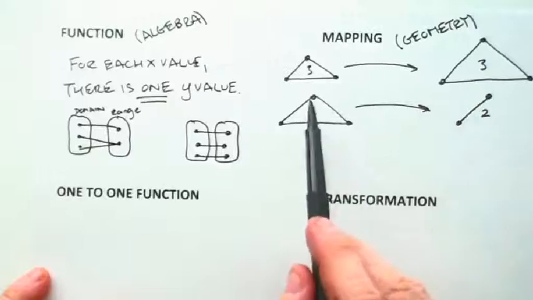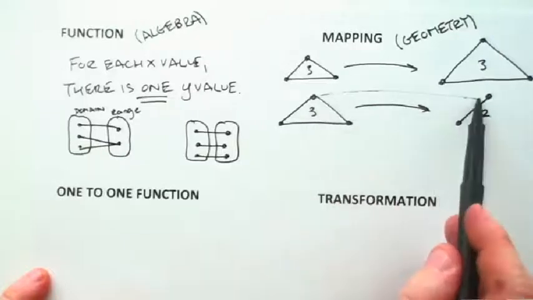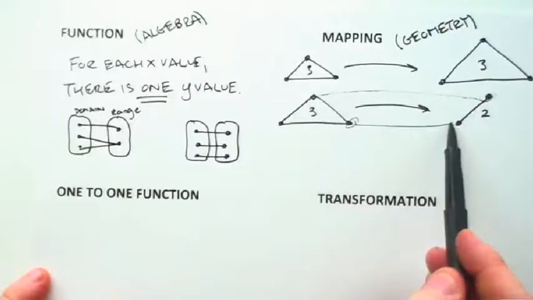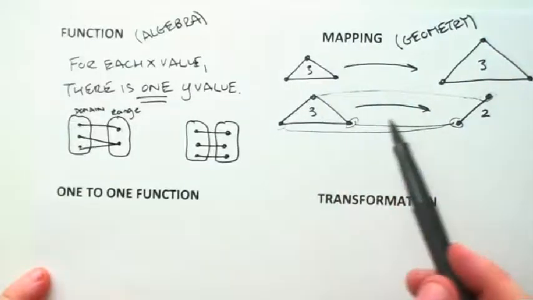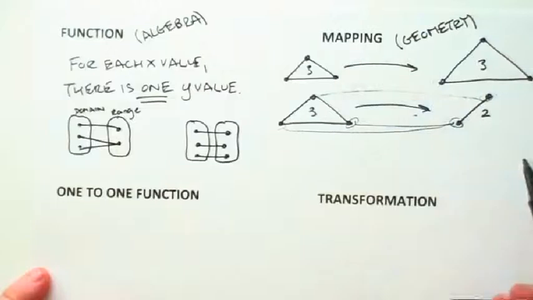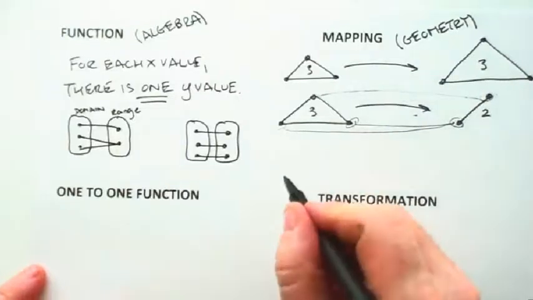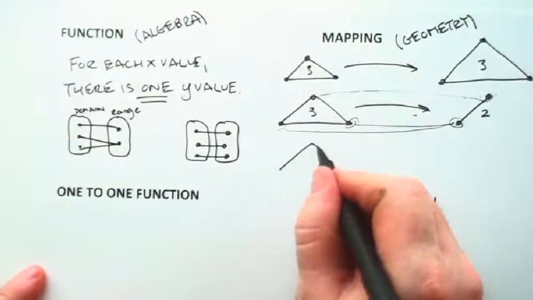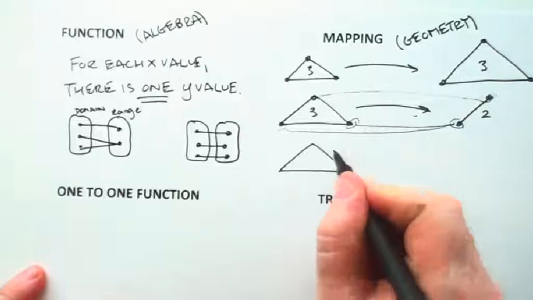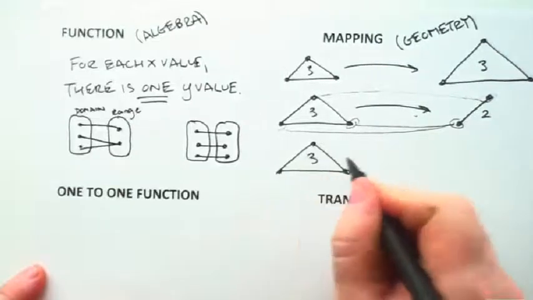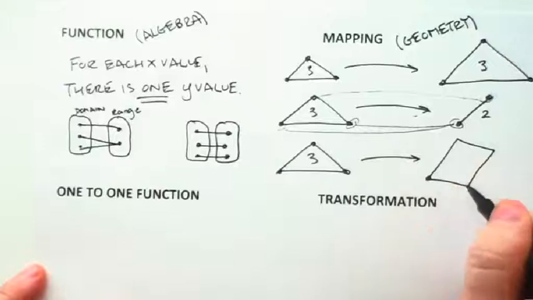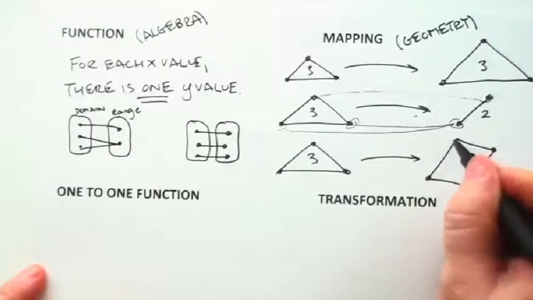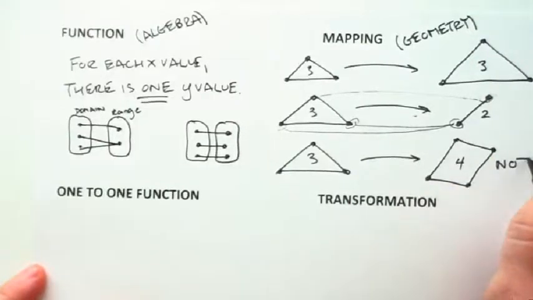This is okay because this point could go to this one, this point could go to this one, and this point could go to this one. This is still classified as a mapping. We don't like this, but it is a mapping. What isn't a mapping is when you take your points, let's say your 3 points, and map it to something with 4 points. This is no good. This is not a mapping.